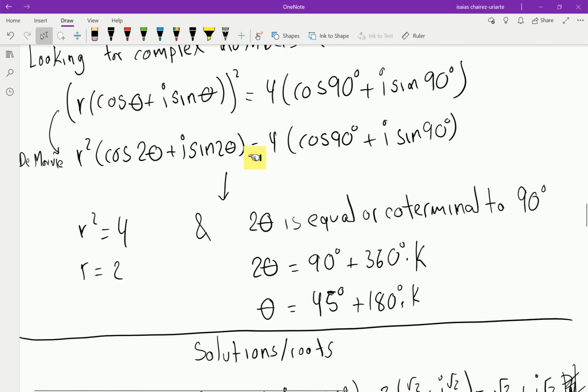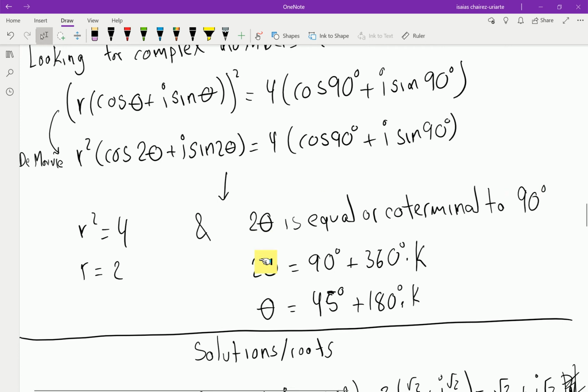r squared should be equal to 4, which, after we take a square root, says that r is equal to 2. Yes, there is a plus and a minus when you take a square root, but the modulus of a complex number is always positive. So r is equal to 2. Remember, I'm trying to find the square root of my complex number. Okay, another thing that's forced upon us is that 2 theta is equal, or coterminal, to 90 degrees.